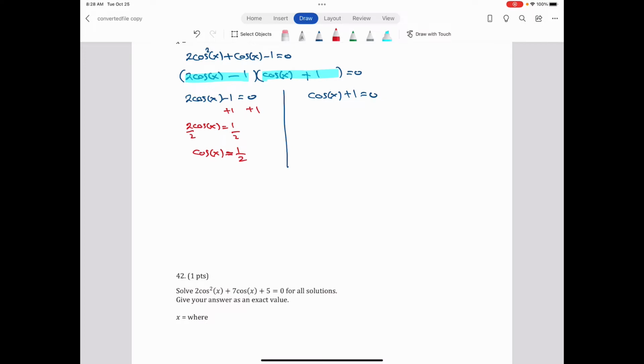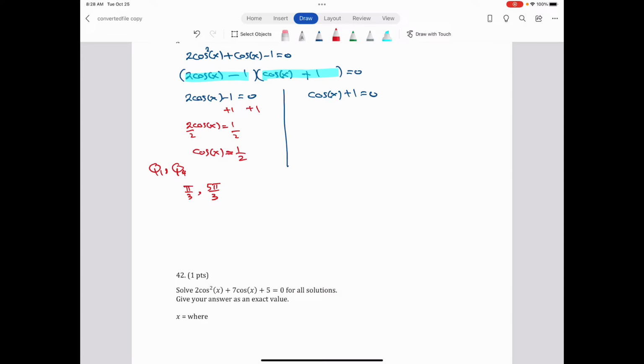Now looking at the unit circle, I know that cosine is positive in the first quadrant and in the fourth quadrant. The angle that has a cosine of 1/2 is pi over 3 in the first quadrant. And then in the fourth quadrant, it is going to be 5 pi over 3. So those are the two answers from the first part.